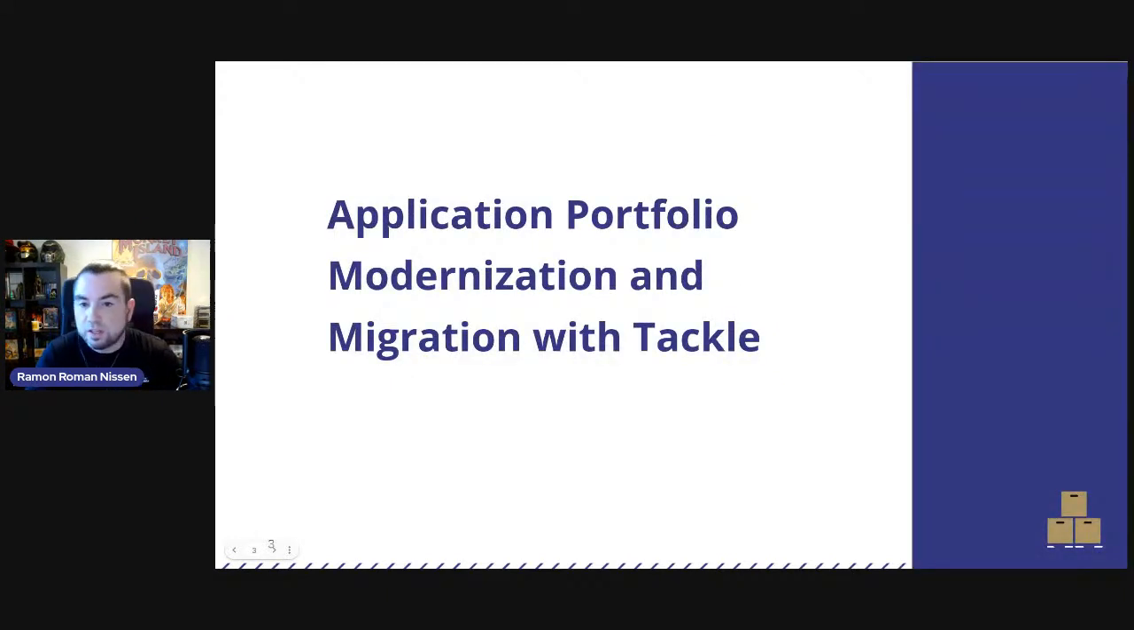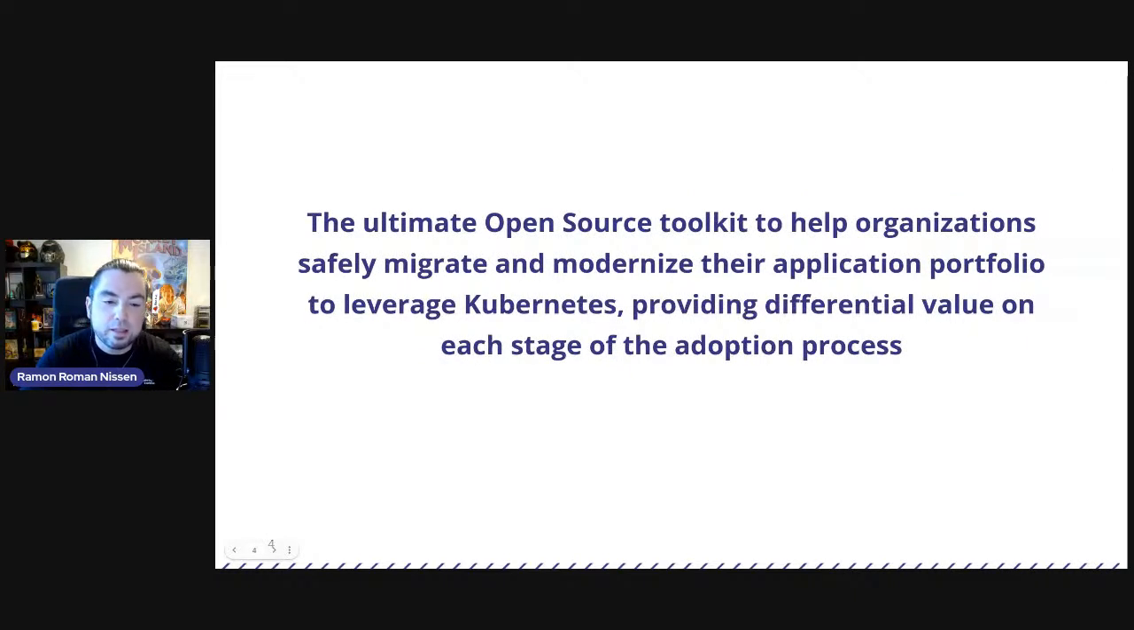So before getting into the new features that we have in Tackle 2, I thought it would be interesting to have an overview of what the Tackle toolkit is for those who are not familiar yet with the tool. And each time that I talk about Tackle, I usually like to get started with the vision statement that we have for Tackle, which I think is simple but very ambitious at the same time. So let me read through it. We want Tackle to become the ultimate open source toolkit to help organizations safely migrate and modernize their application portfolio to leverage Kubernetes, providing differential value on each stage of the adoption process.